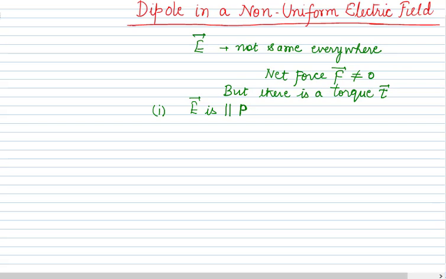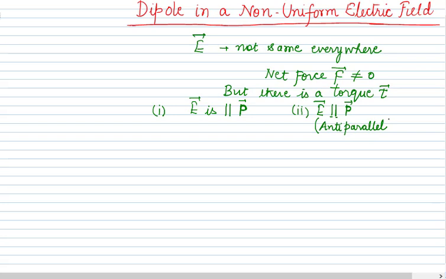So we can take two cases. First case, when our electric field E is parallel to the dipole moment P, that means the angle between them is 0. And in the second case, I am writing this, E is anti-parallel. This simply denotes that E is anti-parallel to P. So for parallel, I have drawn a line.